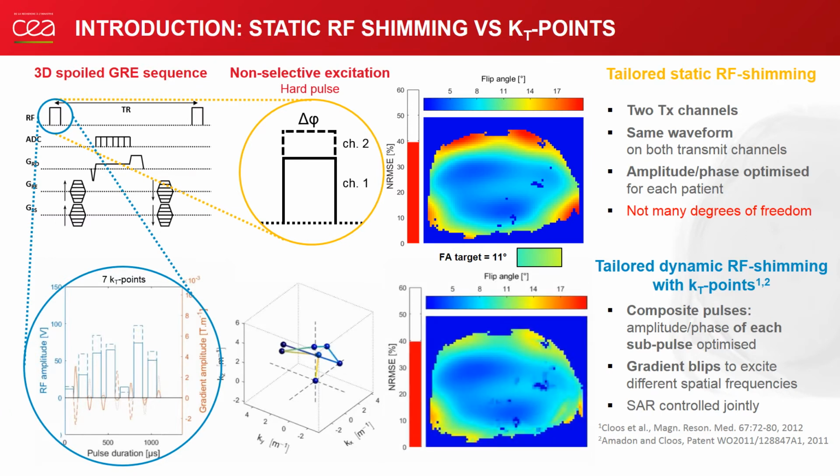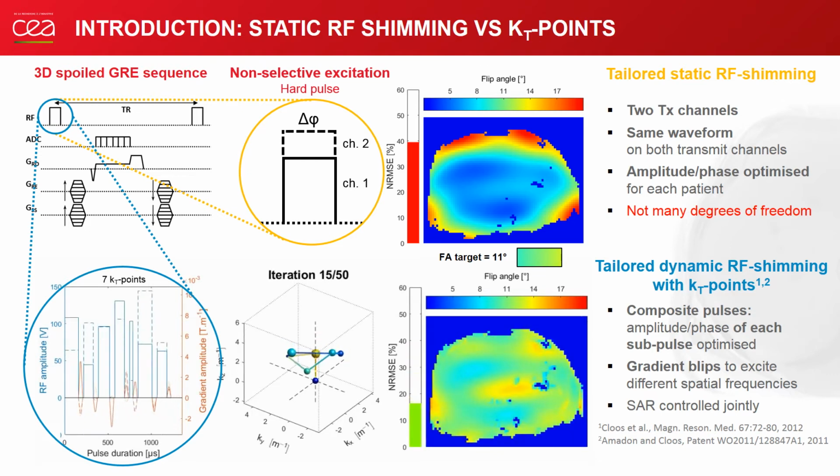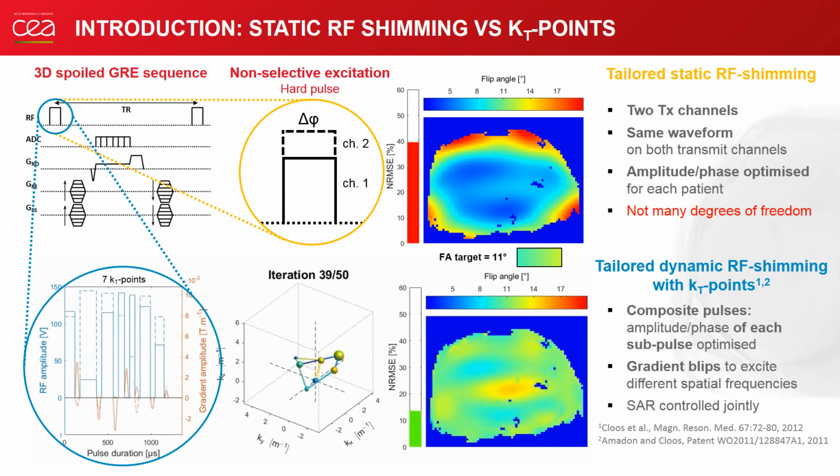Now, the flip angle map obtained with this specific KT points pulse is a bit disappointing, as it is very similar to the one above. But don't worry, what you see here is just the initialization of our iterative optimization algorithm. Now we are going to witness the optimization process over 50 iterations. You see on the right panel that the flip angle distribution gets more and more homogeneous and gets closer to the target. And here we are. This is the pulse we are going to use for this patient with less than 15% inhomogeneity.